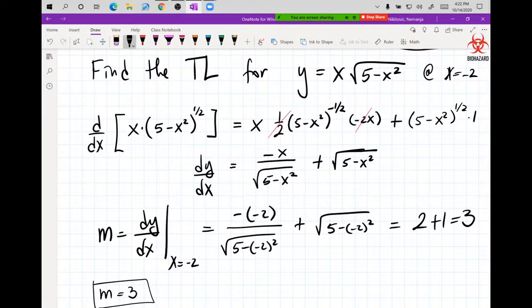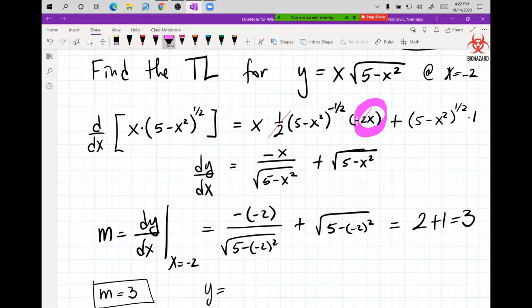We need the y value because we want to find the equation of the line. I need x, y, and m. So I can calculate b. So I need y. Original function is... good job, YouTube chat. YouTube chat found my mistake. Very good. Connor, you're the boss.